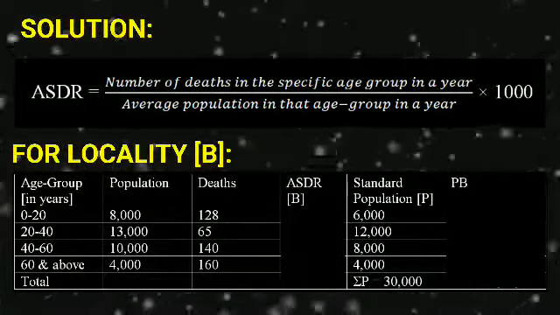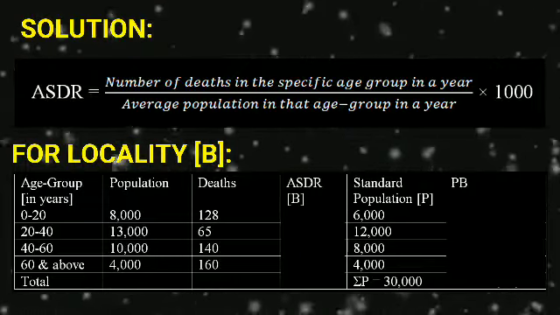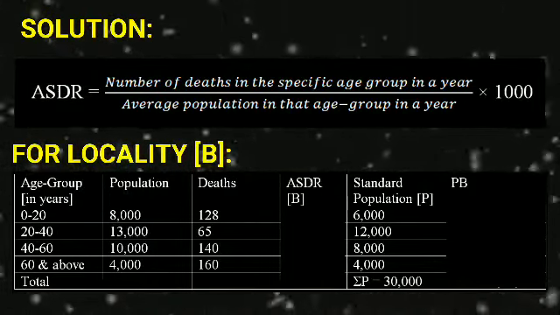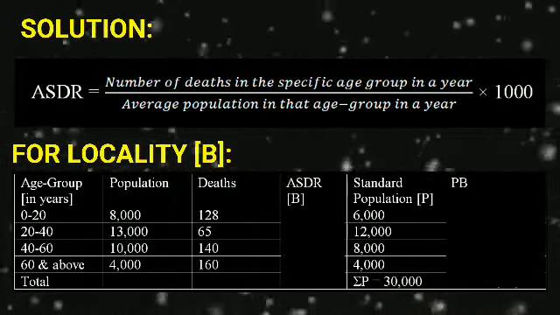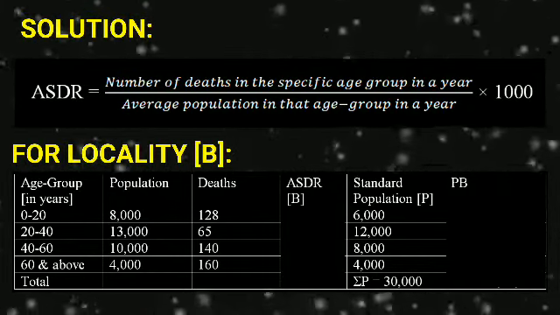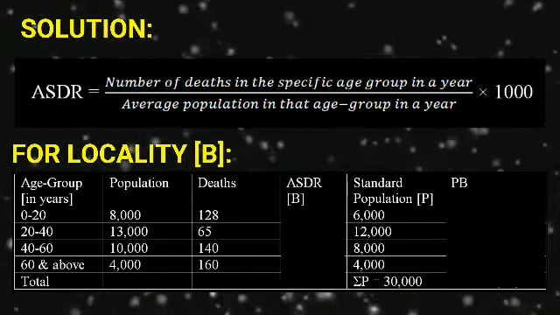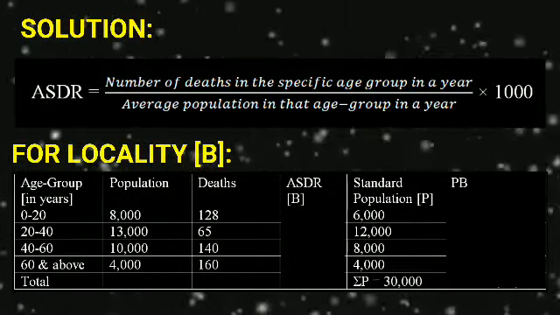Next, take the side heading as locality B. So consider the data that belongs to locality B. Draw one more table. Consider age groups in the first column, then the population of locality B, that is 8,000, 13,000, 10,000 and 4,000. Death rates for locality B: 128, 65, 140 and 160.